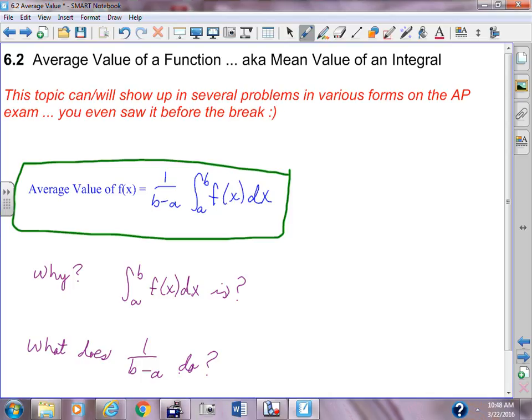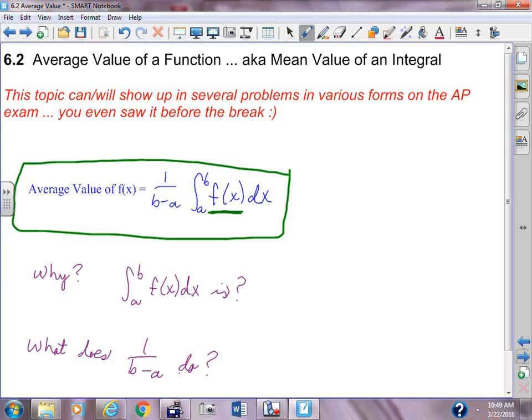Now on the formula, you'll notice that it does indeed have an integral. It also has a fraction out in front of it. And it says that this is finding the average value of f of x. Well, notice f of x is the function that's sitting over here in the integral.